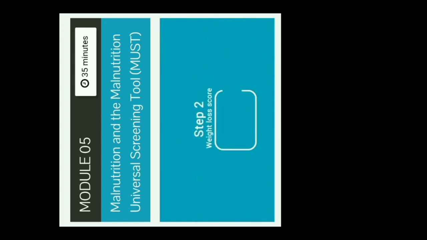Step 2 of the MUST screening tool includes noting the percentage unplanned weight loss in the past 3 to 6 months. Weight loss is calculated as a percentage of body weight, and this is used to determine the MUST unplanned weight score. Less than 5% weight loss is an MUST score of 0. A 5 to 10% weight loss is an MUST score of 1. And more than 10% weight loss equals an MUST score of 2.